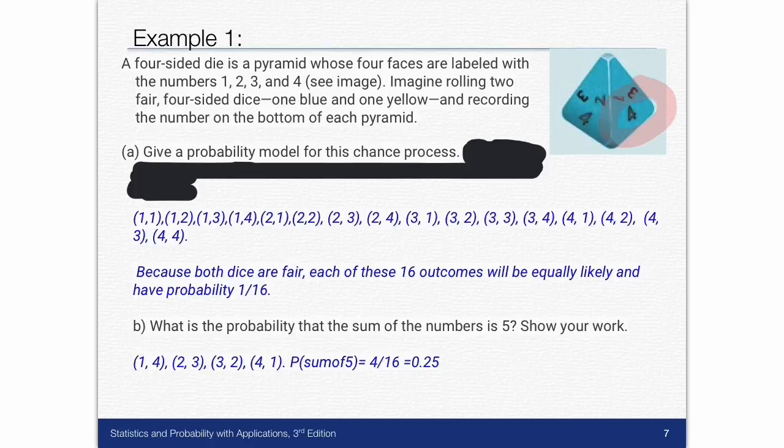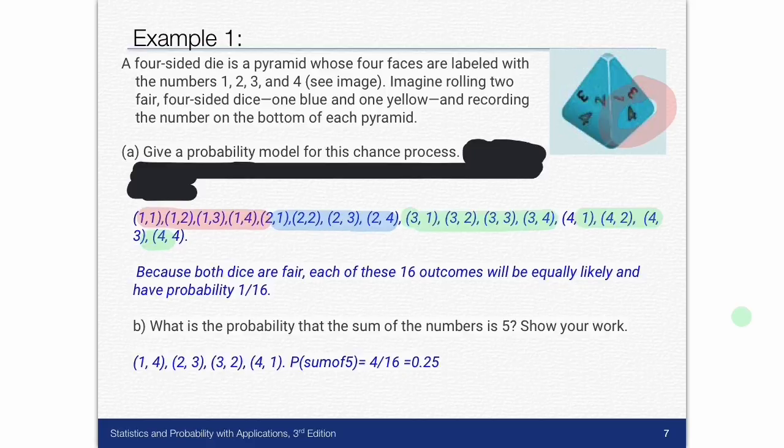So give a probability model for this chance process. So then you think through it. Okay, if I get a 1 on the bottom of one of them, I could get a 1 on the bottom of the second. 1 on the bottom of the first, I get a 2 on the bottom of the second. 1 on the bottom of the first, 3 on the bottom of the second. So you can see we're kind of walking through each possible outcome here. Okay, 3, 1, 2, 3, 4, then 4, 1, 2, 3, 4. Okay, so we run through all those possibilities, and we see that there are 16 different possible outcomes.